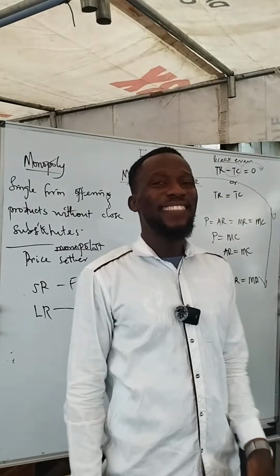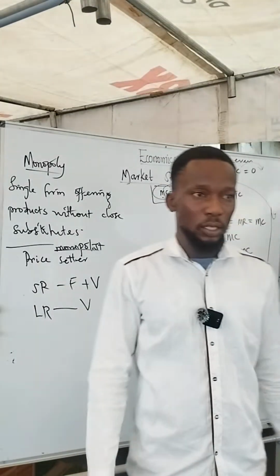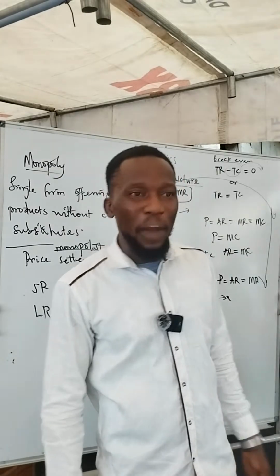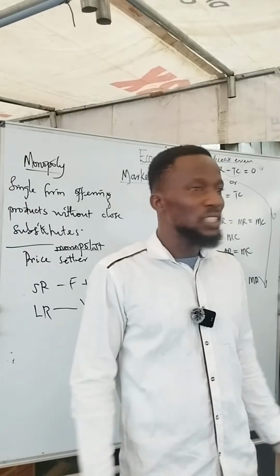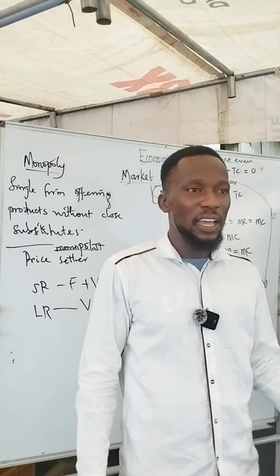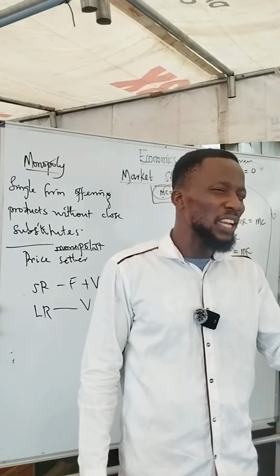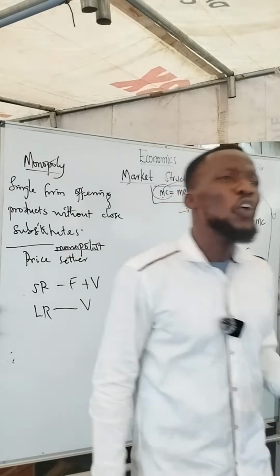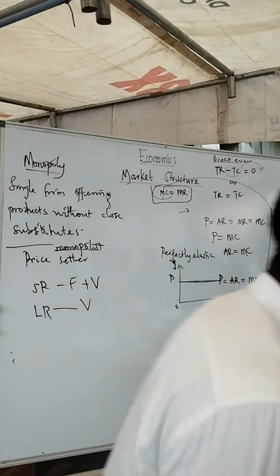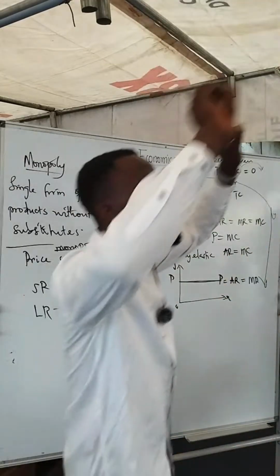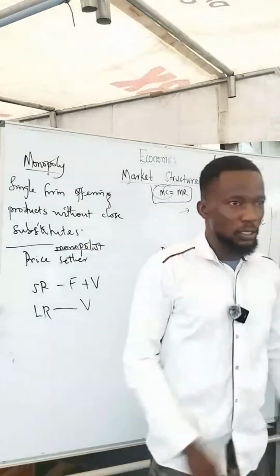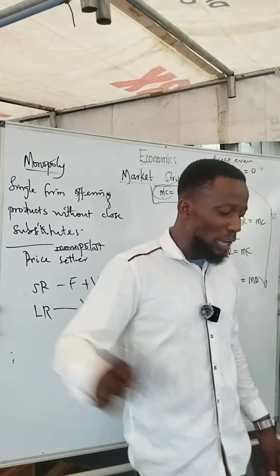Now, what are the things that can cause monopoly? You know that a monopoly is a situation whereby there is just a single seller and plenty buyers. So what can actually happen that will make you now have just one seller in the market? What is that condition, or what are those conditions?